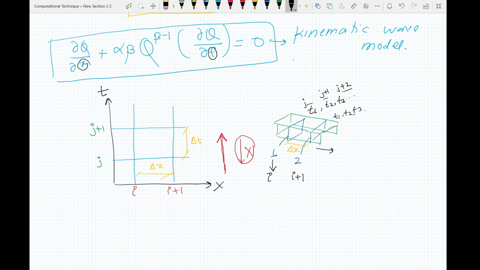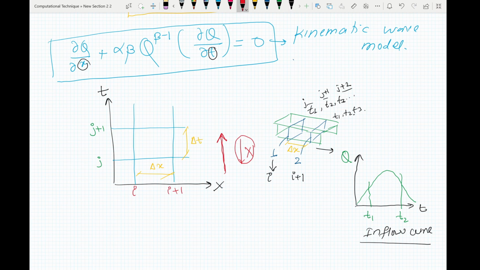Now let's say you have a graph which is time and your flow q. It may be something like this, and let's say this is t1 and this is t2. Let's say this is inflow curve, which means that if the inflow was happening at section 1 here, then this curve will give us the value of q at certain time t at location x1, or you can say at i here.